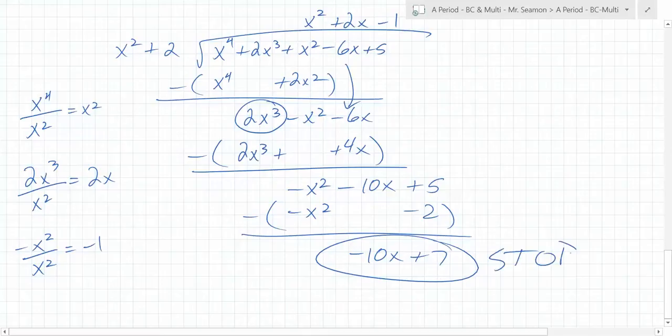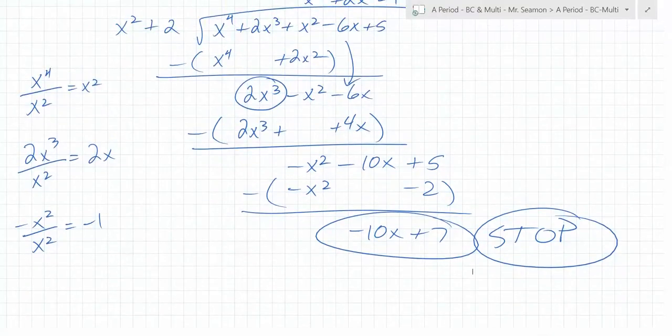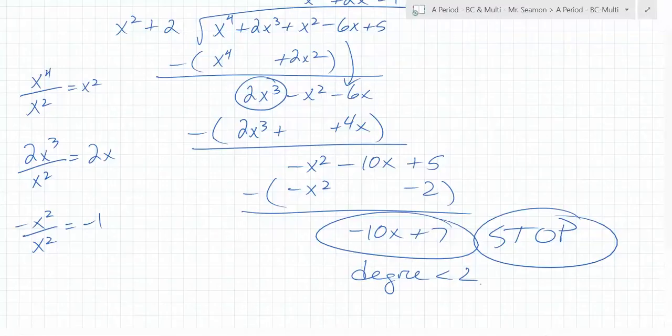Can someone tell me why you stop? The leading term is smaller than the divisor. When you say smaller, what do you mean? The degree. Correct. The degree here is less than 2, and that is the degree of your divisor. You stop once you get further.